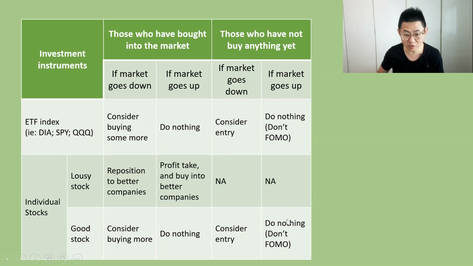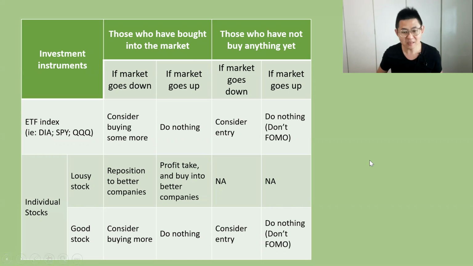Now, if the market continues to go up and you haven't bought anything yet, again, don't do anything. If you already bought into the market and it's an individual good stock, you can consider buying some more, if you want. And if the market continues to go up and you already bought, then don't do anything. Yeah, no need to do anything. So this is the chart that I've been using to guide me and safeguard me from losing money.